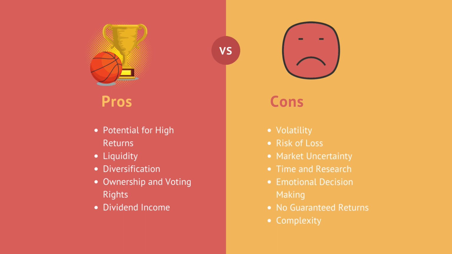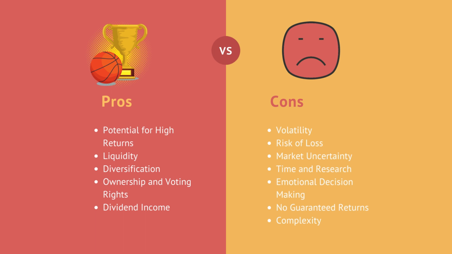Also, stocks are generally considered highly liquid investments, meaning you can buy and sell them relatively quickly. So the liquidity makes it easier to access your investment funds when needed. It also provides diversification because it allows you to diversify your portfolio across different industries, sectors, and geographic regions. This can help reduce the risk associated with having all your money in a single investment.